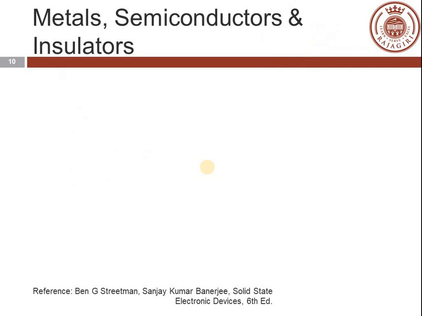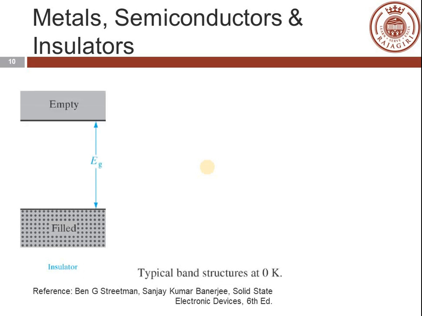Now we will distinguish metals, semiconductors, and insulators with respect to their band diagrams at 0 Kelvin. For insulators, we will have a fully filled valence band and a fully empty conduction band separated by a very large energy gap, Eg. Normally, this Eg will be more than 10 electron volts.